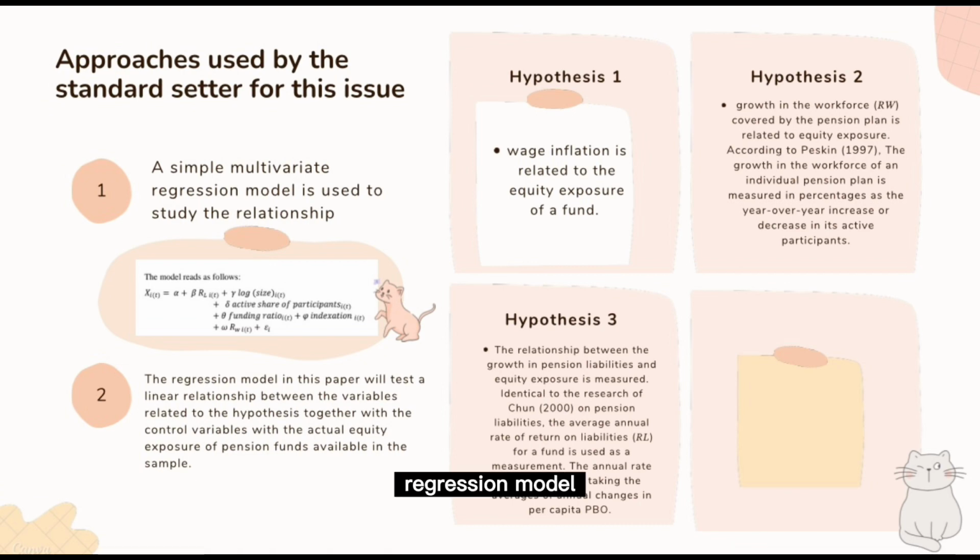Also, a simple multivariate regression model is used to study the relationship. The regression model will test a linear relationship between the variable related to the hypothesis, together with the control variable, and the actual equity exposure of pension funds available in the sample. By using this method, three variables are constructed. The first hypothesis states that wage inflation is related to the equity exposure of a fund. Since the actual wage inflation cannot directly be observed for an individual pension fund, it is indirectly measured as the indexation offered by a fund to offset the impact of wage inflation.